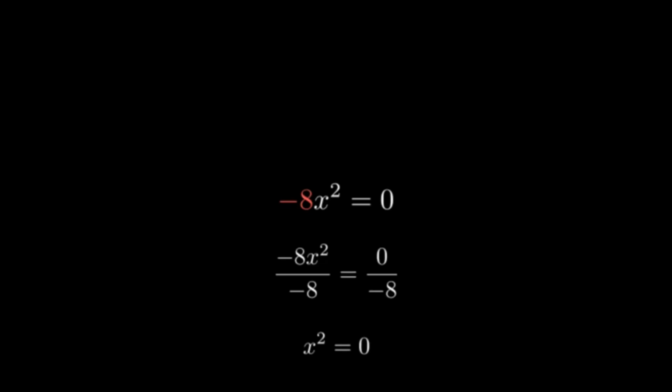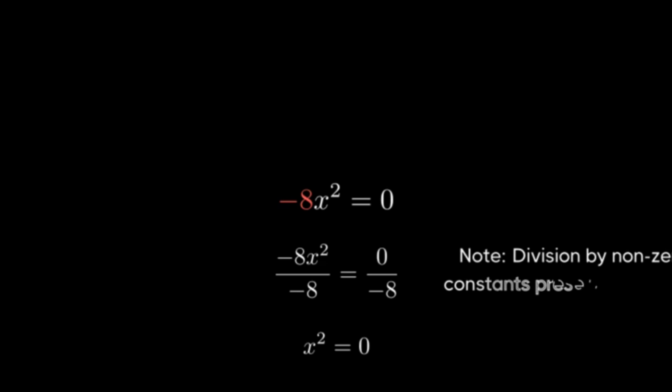And on the right side, 0 divided by any non-zero number, including negative 8, always equals 0. This is because 0 contains no quantity to distribute. It's crucial to remember that we can only divide by non-zero constants. Fortunately, negative 8 is not 0, so our division is valid and preserves all the original solutions of the equation. So our simplified equation is x squared equals 0.